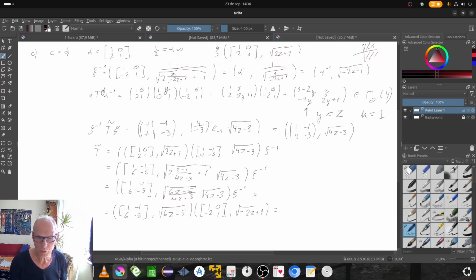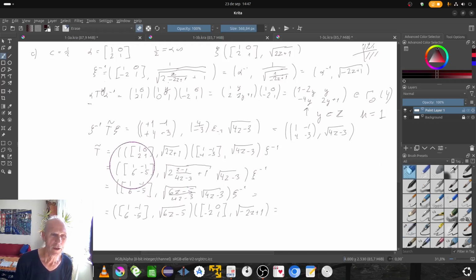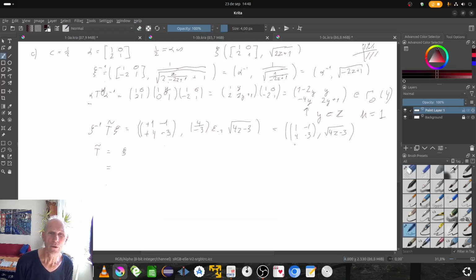So, time for another break. I think I found the mistake. We have to multiply by psi. So there's a lot that needs to be changed here. Well, I don't know what we should call this. Gamma tilde. Oops. And then the inverse of psi.